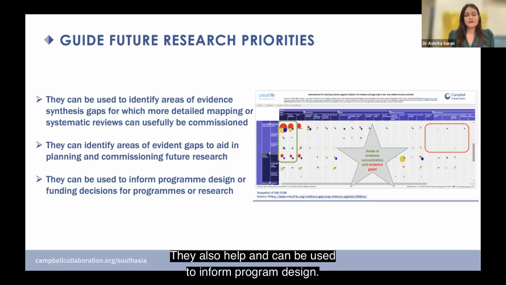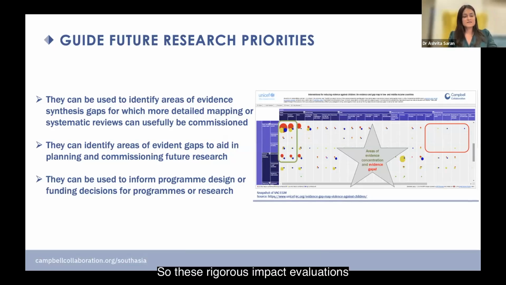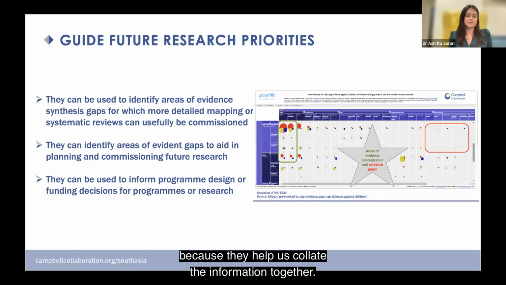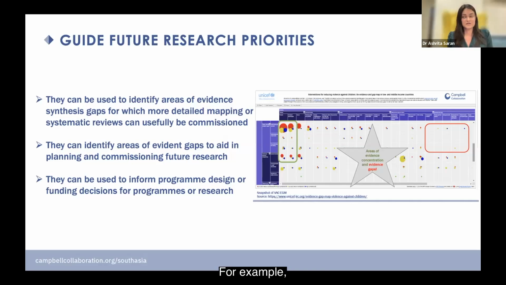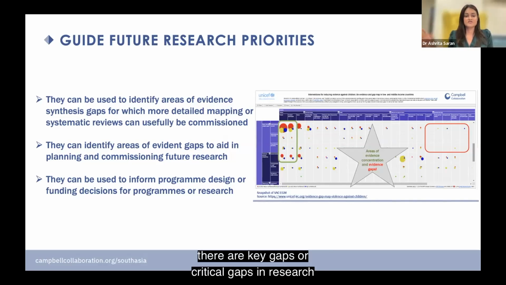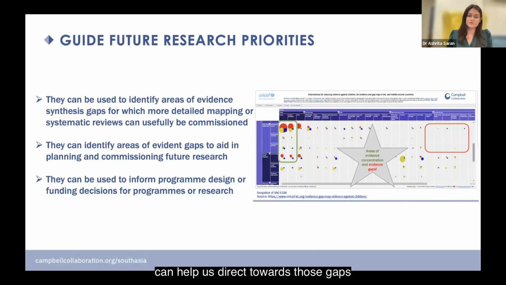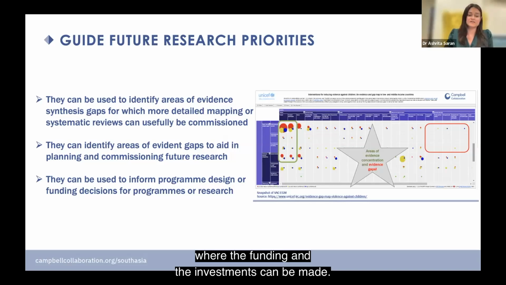They can also be used to inform program designs or funding decisions for program or research. For example, if there are areas of good, rigorous impact evaluation on a topic, these rigorous impact evaluations can help us inform the program designs for a particular country or context, because they help us collate the information together. Similarly, they can also help us with funding decisions. For example, if there are key or critical gaps in research on a particular topic, these big picture reviews can help us direct funding and investments towards those gaps.